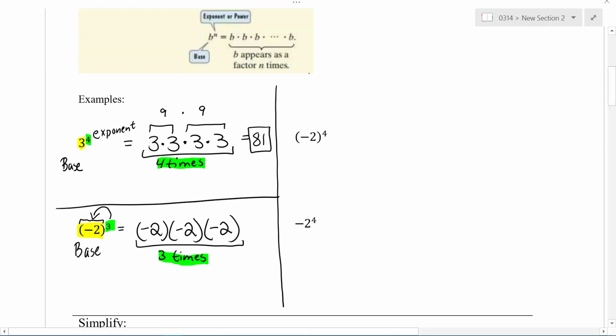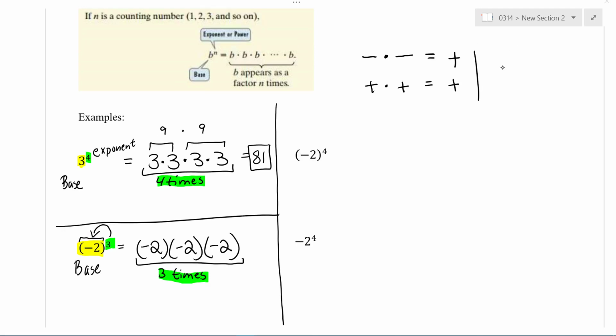Let's review our rules for signs. If I multiply a negative times a negative, what do I get? Well, we get a positive answer. What if I multiply a positive times a positive? We also get a positive answer. All right, what do we get when we do a negative number times a positive number? When we do that multiplication, we get a negative.